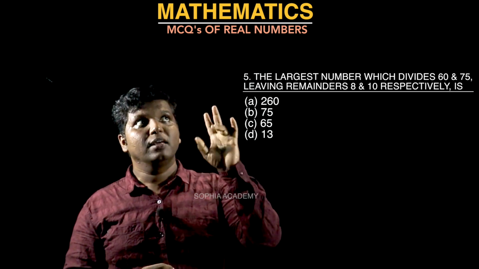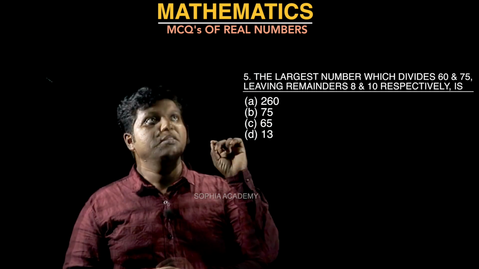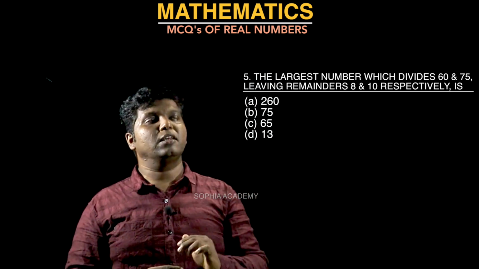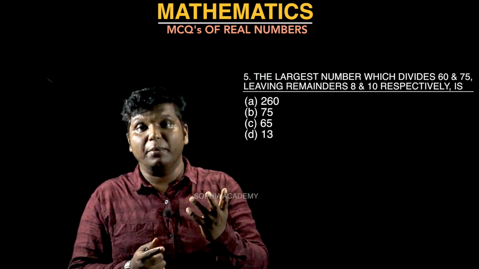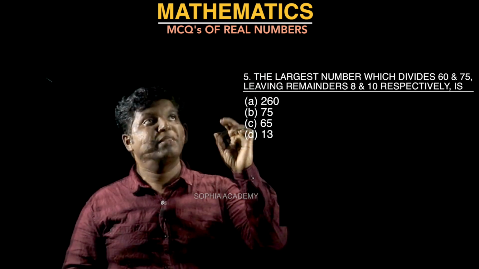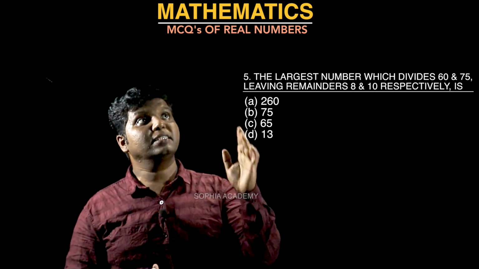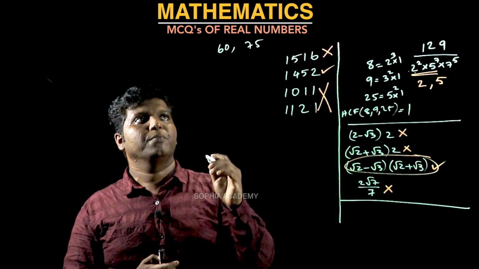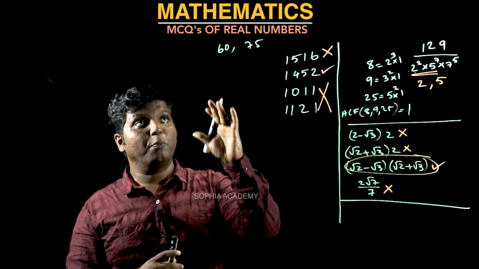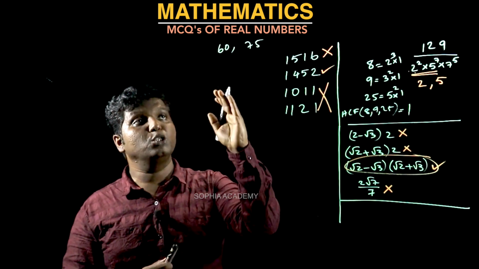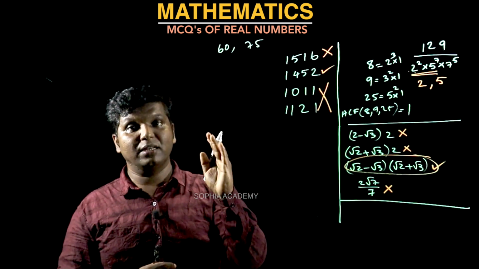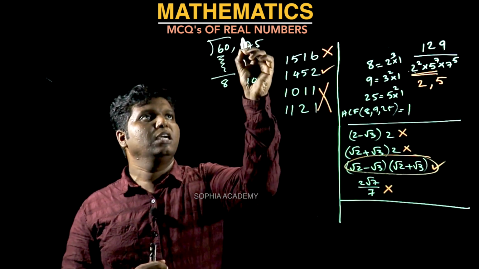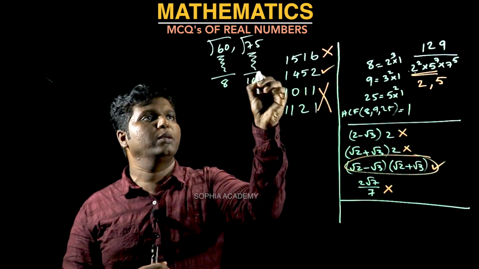Now here one thing is given. There are 2 numbers given. What are the 2 numbers given here? They are 60 and 75. And in the same sentence itself, it is given that they are leaving the remainder. What is the remainder obtained here? Leaving the remainder 8 and 10 respectively. So the first 2 numbers are 60, 75. Then the remainder, which when you are dividing these particular numbers, you will get. What is the remainder obtained? The remainder is 8 and 10. That means if you are dividing this one, you will get 8. If you are dividing this one by a particular number, you will get 10.